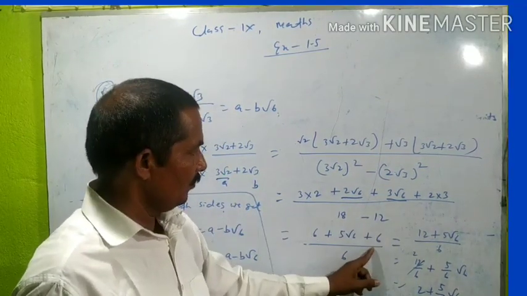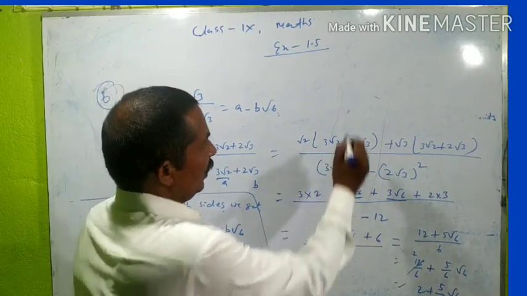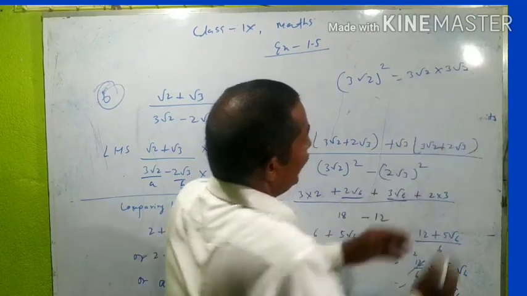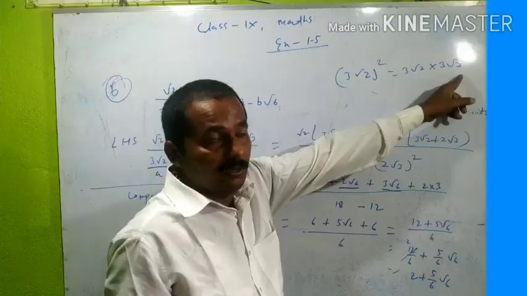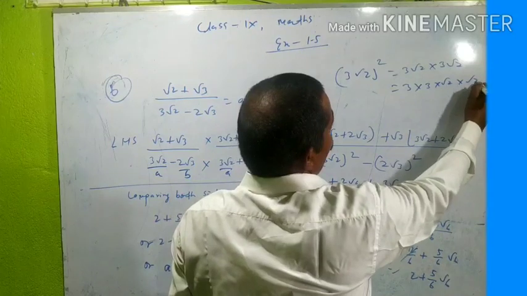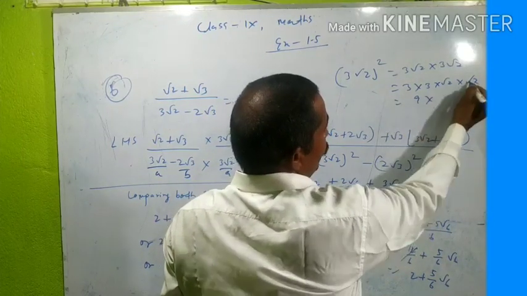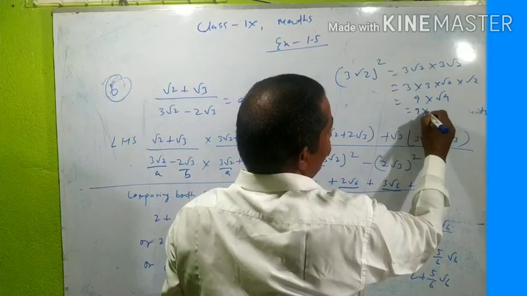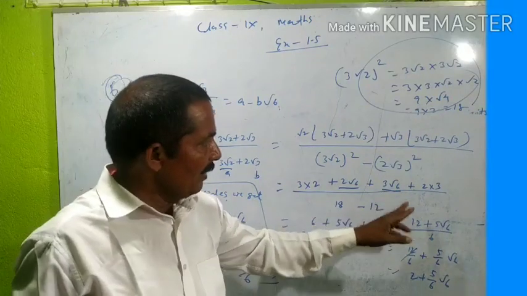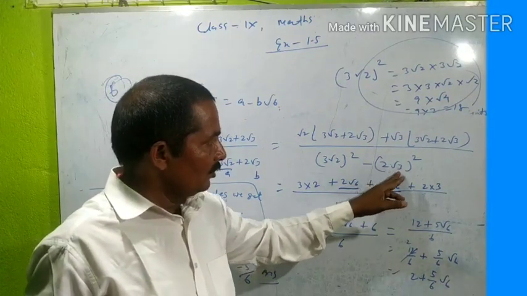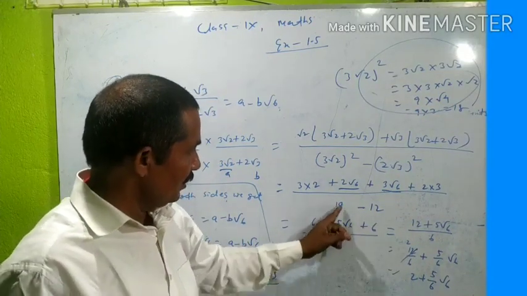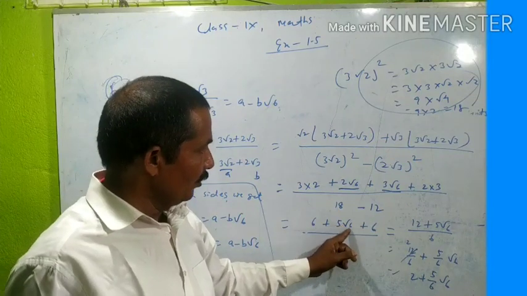And here 3 root 2 square means 3 root 2 into 3 root 2. In this case, the rational parts are multiplied: 3 into 3 is 9, root 2 into root 2 is 2, so 9 into 2 is 18. So I have written 18 here. In a similar manner, I have multiplied root 3 into root 3, and the result is 12. Now I have solved 6 plus 6, 12.